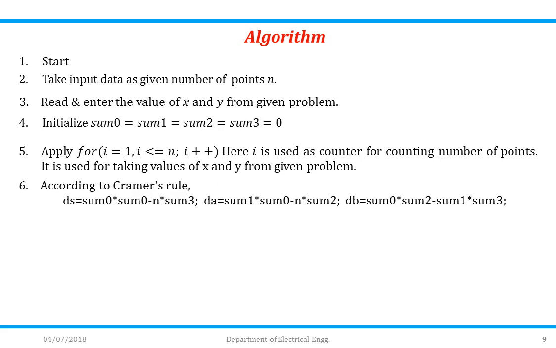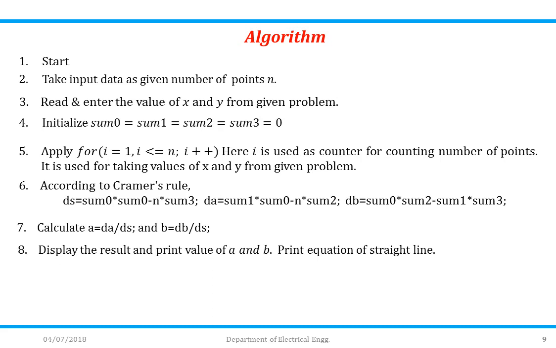According to the Cramer's rule that already discussed in the previous slide, ds equal to sum 0 into sum 0 minus n into sum 3. Here ds is delta s, dA that is delta a equal to sum 1 into sum 0 minus n into sum 2, dB that is delta b equal to sum 0 into sum 2 minus sum 1 into sum 3. Calculate value of a and b. a equal to dA upon ds and b equal to dB upon ds. Display the result and print the value of a and b. Print the equation of a straight line. End.